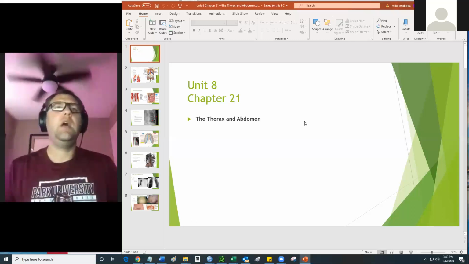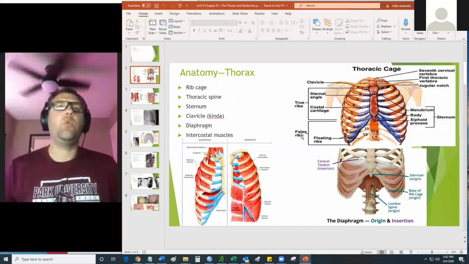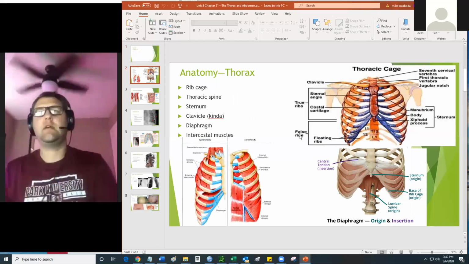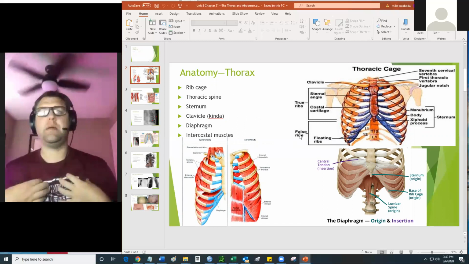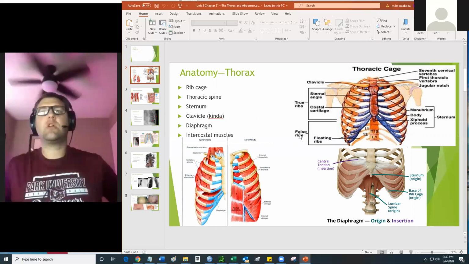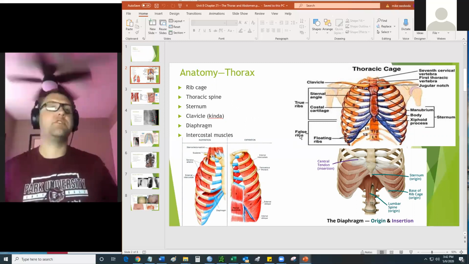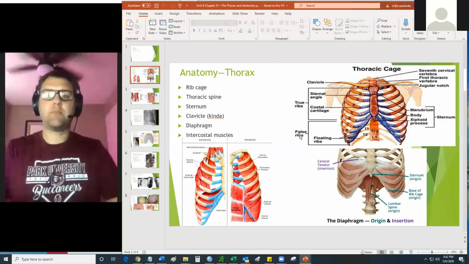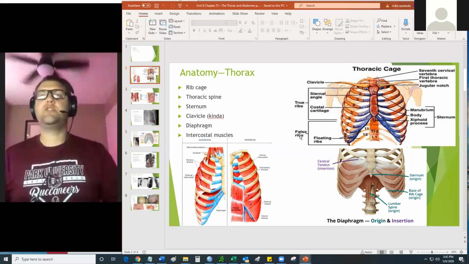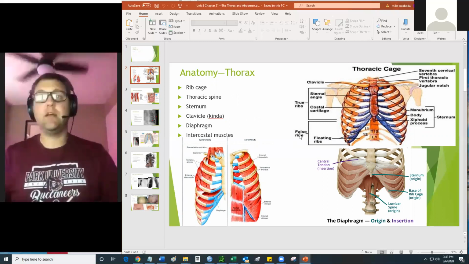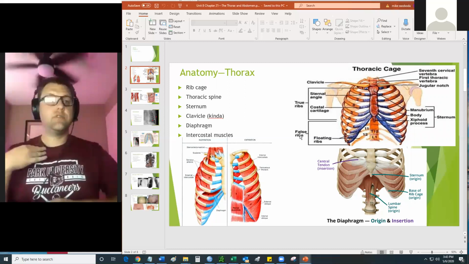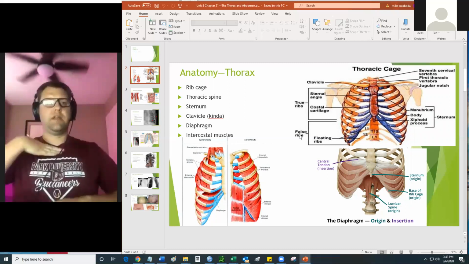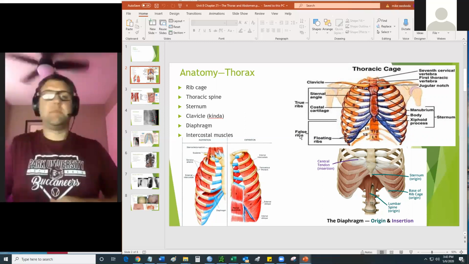Now, the way you tell the difference between the thorax versus the abdomen is the thorax is everything that is covered by your ribs. So everything that has the ribs going around it, including your two false ribs at the very bottom, that's your thorax. We talked about in chapter 20 how you have your thoracic spine. Well, thoracic means thorax. So the rib cage is everything that surrounds that. So thorax, right from here to here, and then the abdomen below that.